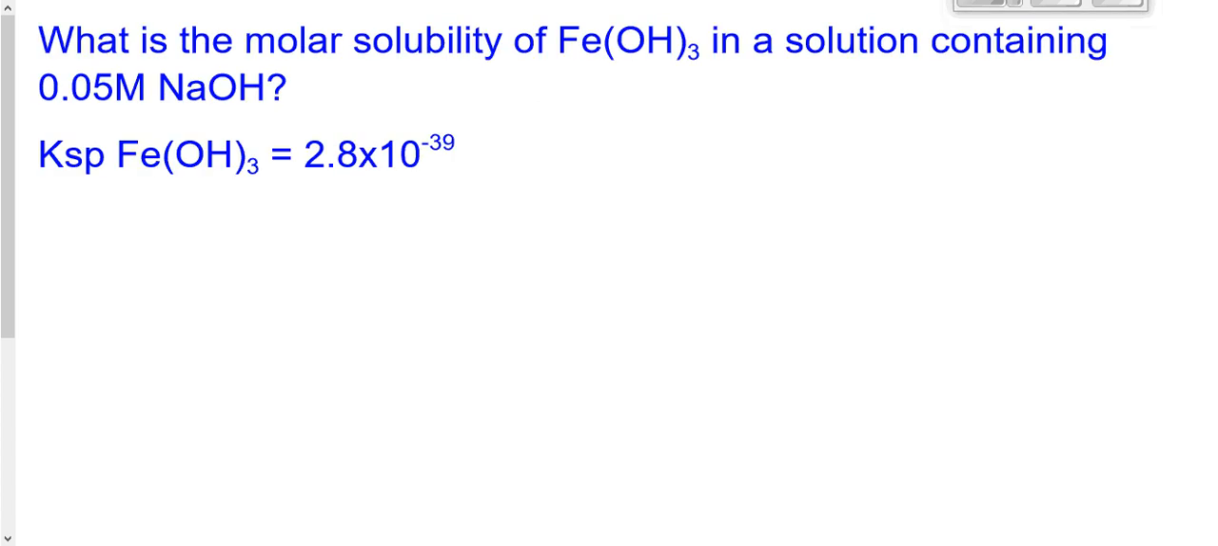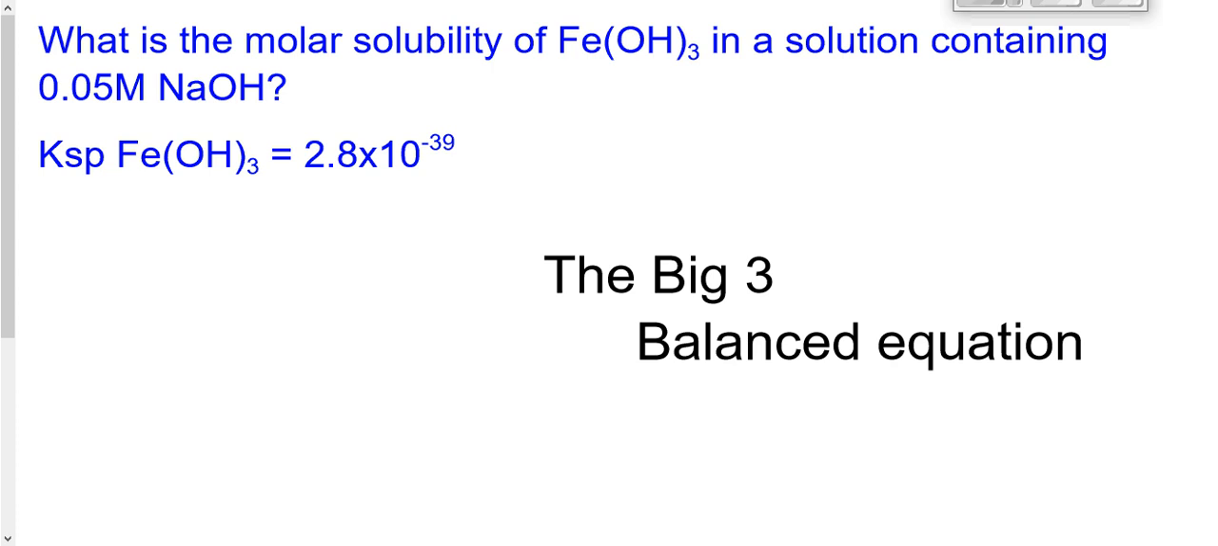When I have a common ion question, I see that there's two different salts, iron hydroxide and sodium hydroxide. One of these salts is going to get the big three. What are the big three steps again? Well, step 1, of course, will be to write a balanced equation.